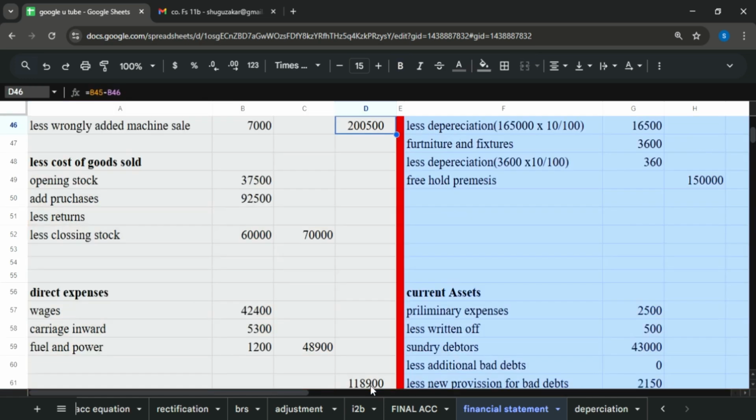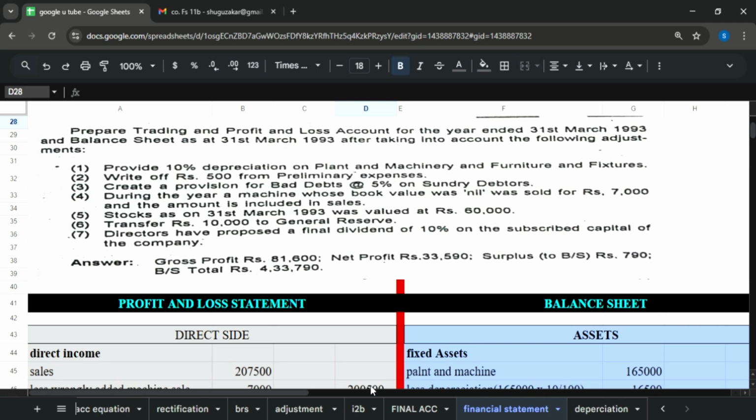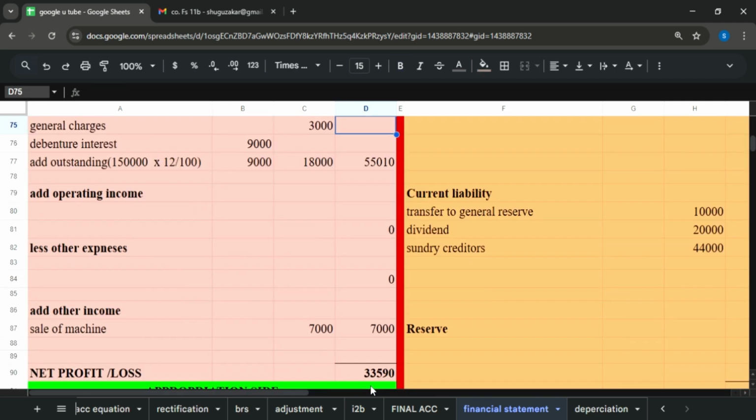So guys, my cursor is not moving, so you will have to see. Look at their net profit in question C, 33590, and over here our answer is also 33590. Anyhow, net profit is 33590.